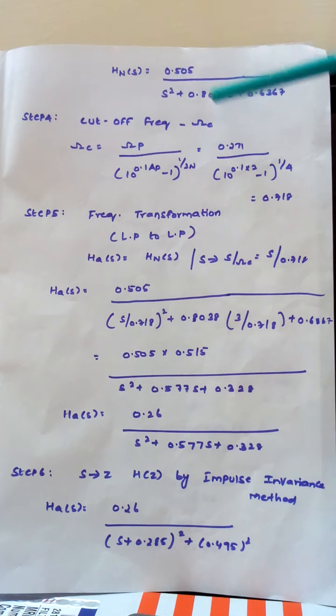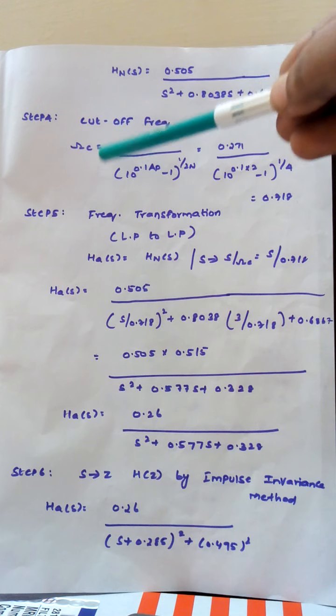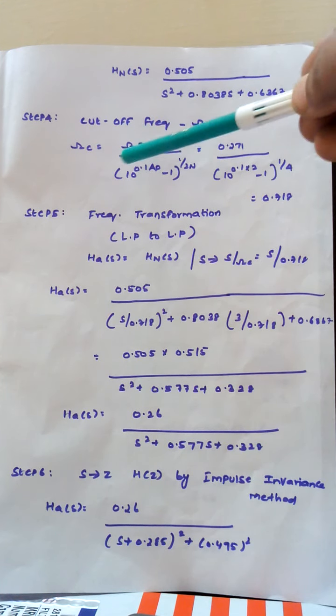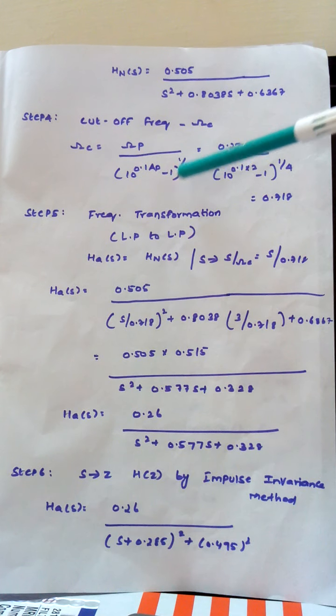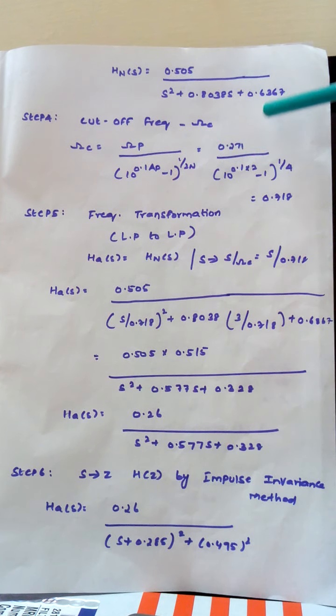Now step 4: we have to find the cutoff frequency. Ωc equals Ωp divided by 10 to the power of 0.1 Ap minus 1, the whole raised to the power of 1 by 2n. If we substitute here, we get 0.718.